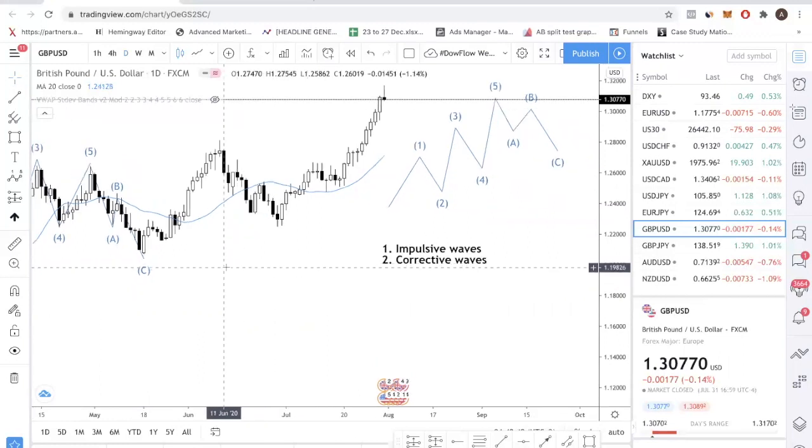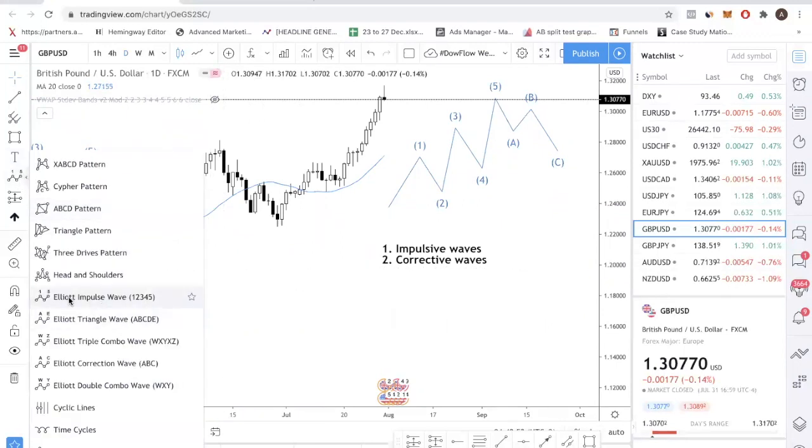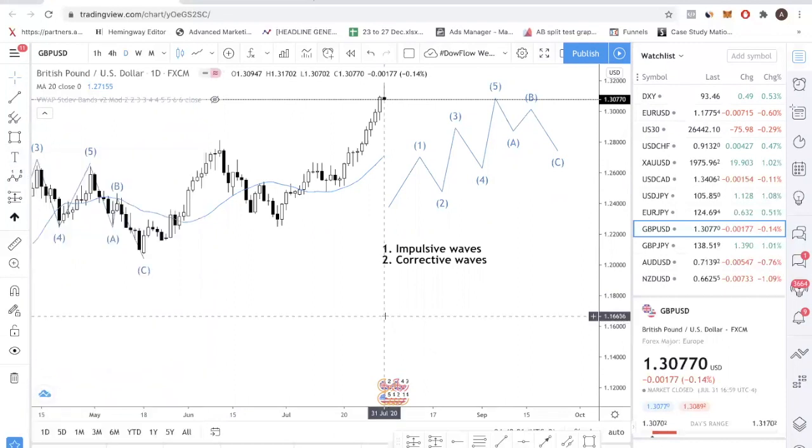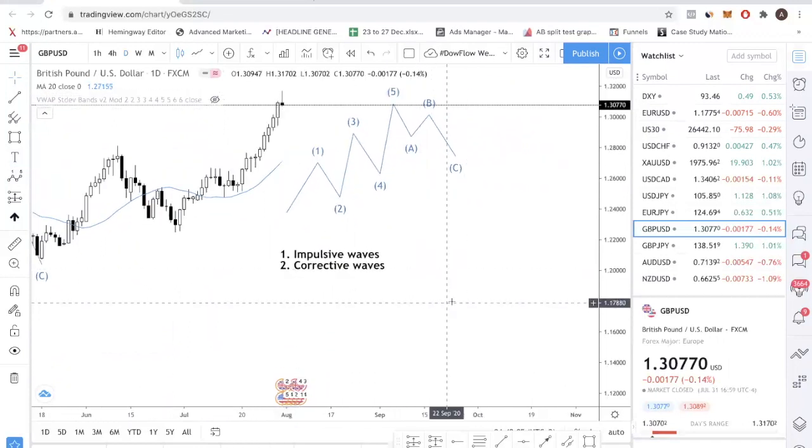So for Elliott wave, I want you to focus on only two things. In Elliott wave, you need to understand that there are two kinds of waves. You have the impulsive waves, and then you have the corrective waves. So if you come over here, you realize that you have the Elliott impulsive wave, and then you have the Elliott corrective waves. The rest of it, don't bother about it. Triangle waves, combo waves, it's very complicated. There's no need for that. So how do you use this?